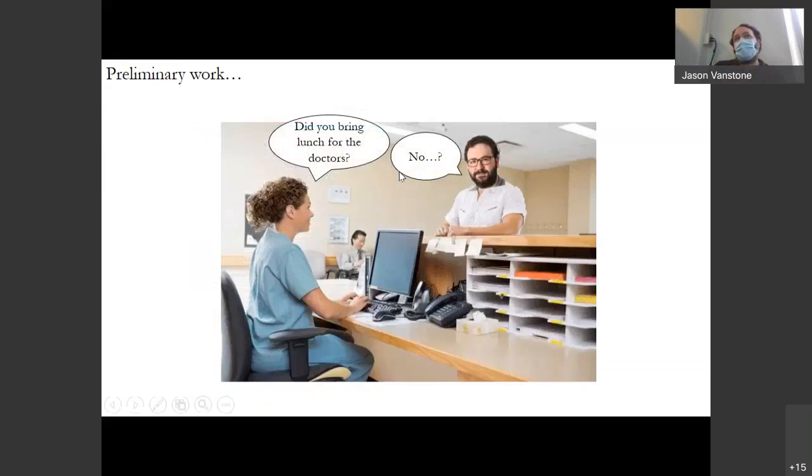And it wasn't always successful, so this is a dramatic reenactment of something that is still a bit of an inside joke between Casey and I, where we showed up at a clinic, and I don't know if they took us for drug reps or something, but the first question was, did you bring lunch for the doctors? And we didn't really have a response other than no, we're here to talk about antimicrobial stewardship.